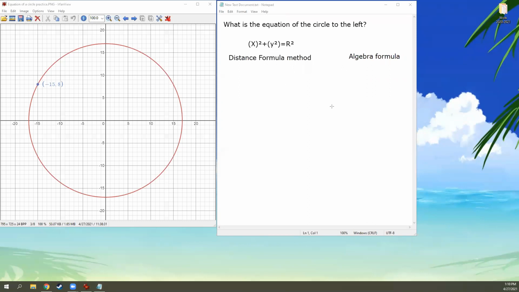So if you do not remember, distance formula is the square root of, and you need to remember this, but we will talk about that later. This formula is (x1 minus x2) squared plus (y1 minus y2) squared, and that's it.